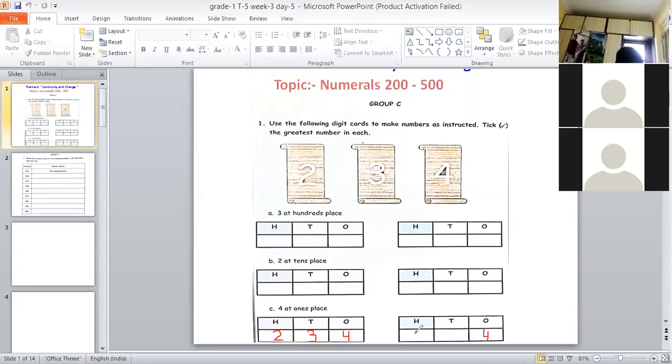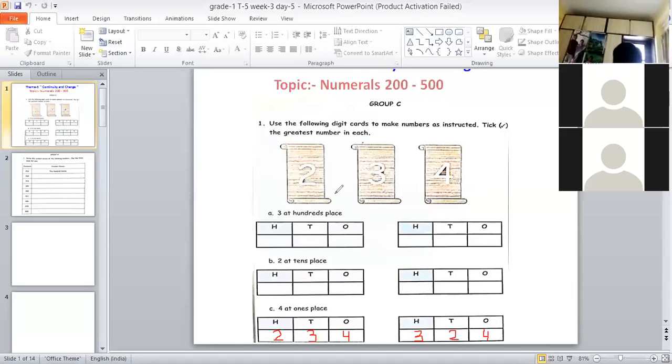Now, what shall I write in the next box at hundreds place? See, we already wrote 2 at hundreds place in the first answer. So this time we'll write 3 here at hundreds place. And what will we write in the tens place, Hanvit? 2. Very good. So we'll write 2 here.